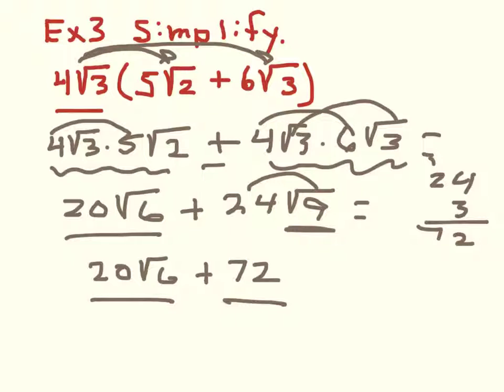I thought I had another example, but I don't. The only other example I would have is a repeat or something similar to example 3. So we've gone through 3 good examples of the different types of problems of multiplying radicals.